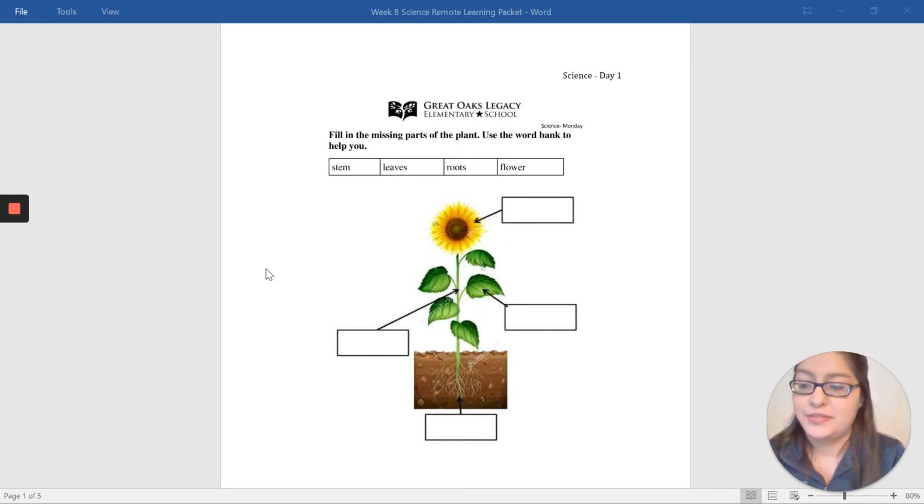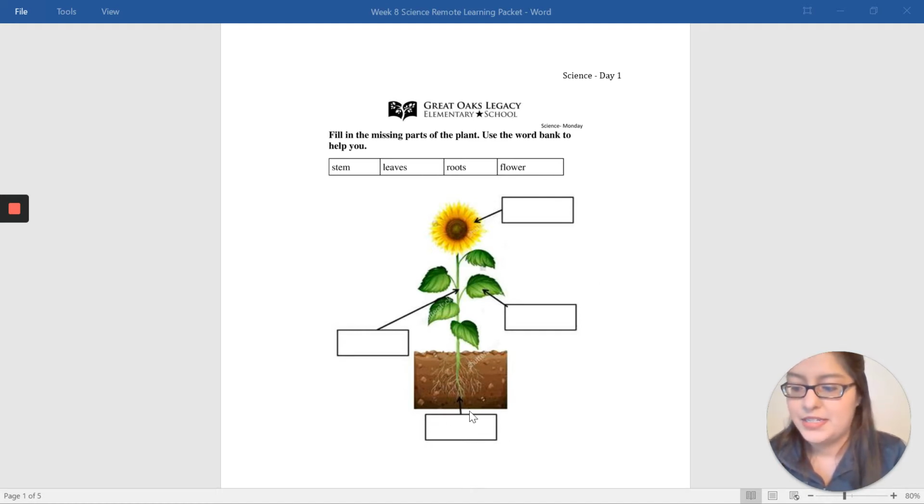On my screen here, I have the first one, which is Science Day 1. On day 1, the directions say, fill in the missing parts of the plant. Use the word bank to help you. Let's read the 4 parts on the top. As I say them, I want you to repeat after me. Stem, leaves, roots, and flower.